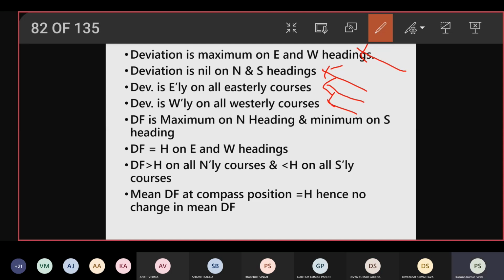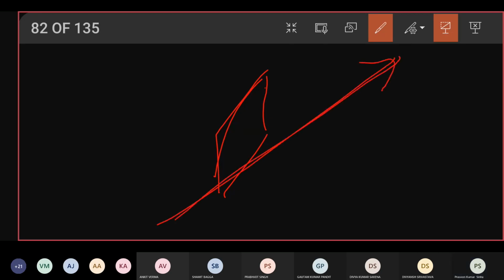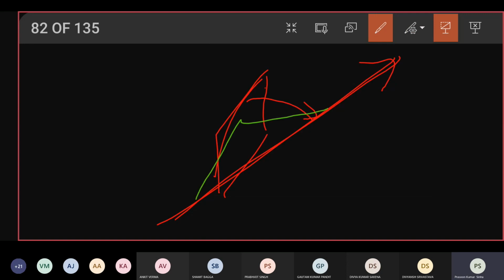Then what we are saying, the directive force. Directive force is the force that is keeping the magnetic needle pointing in a certain direction. If we have a compass needle, and the resultant directive force is like this, the compass needle will come and will settle in the direction of directive force, DF.